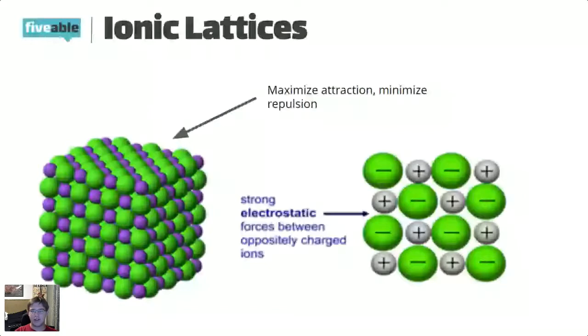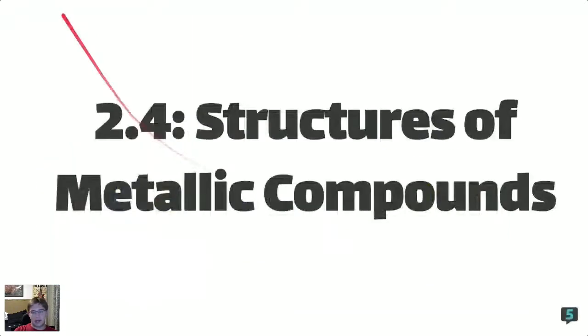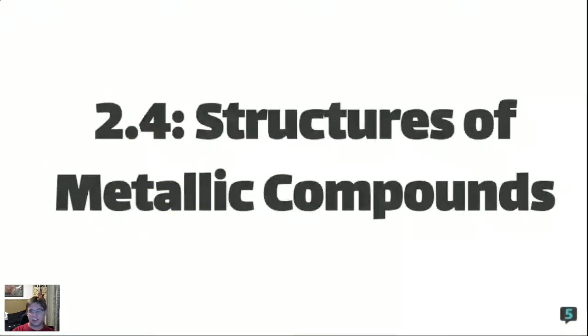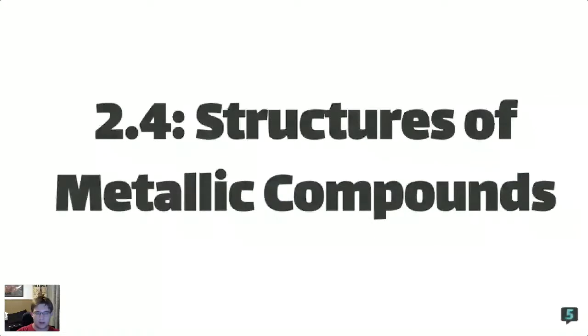That's really all this unit is, just saying that ionic compounds will form a crystal lattice in order to maximize attraction and minimize repulsion. All right, perfect. Next one is, again, pretty simple. It's on the structures of metallic compounds, right? So here, we're going to be talking about different types of things called alloys, right?